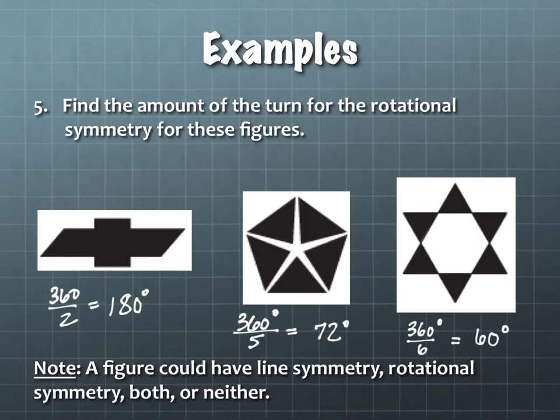Please note, a figure can have line symmetry, rotational symmetry, both symmetries, or neither symmetry. Okay, so those are independent things to describe them by. They don't have to have one or the other, both or neither. I mean, any of those are possibilities.